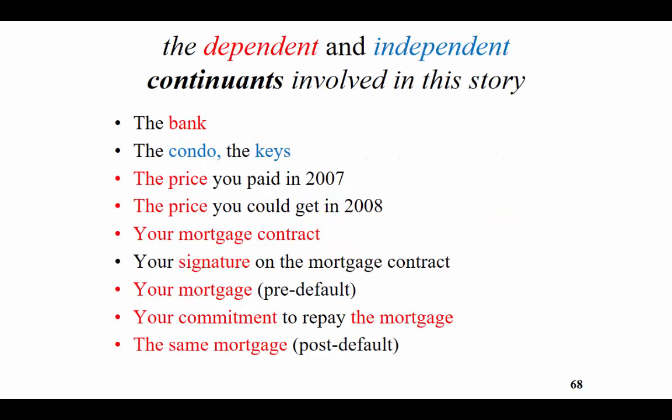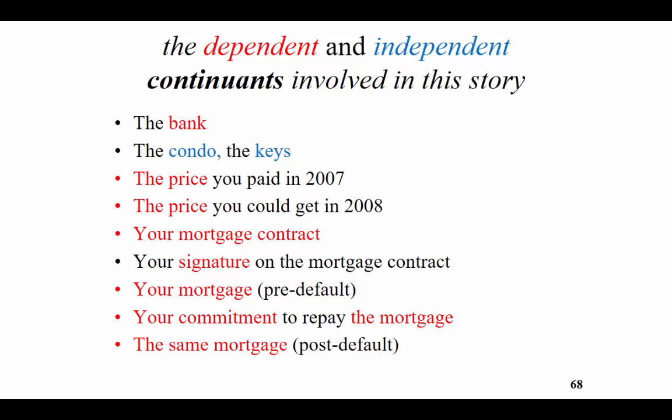And then we have continuance. So the bank, the independent continuants, well, I put the bank in red. We can come back to that. So the independent continuants, the physical things, are the condo, the keys, and that's about it. I guess even the signature is made of ink, but still. And then the bank, the price, the mortgage contract, that's not a piece of paper, because a copy of the mortgage contract will be equally valid if the original mortgage contract is burned or lost. A signature, the mortgage, a commitment to repay the mortgage, which is documented on another piece of paper.